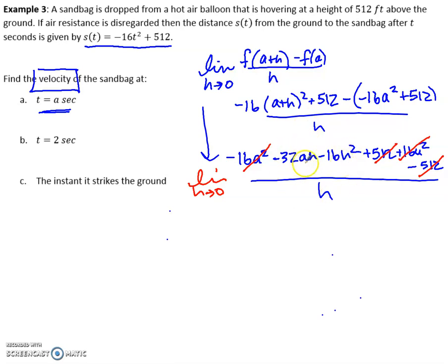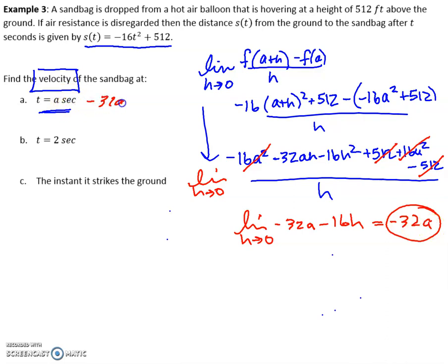But from last unit, you learned I can factor an h out of the top and then cancel it with the bottom. So I really just get negative 32a minus 16h after I cancel that h. Then if I plug in a 0 for h, I get negative 32a. So what does that mean? That means that the slope, or the velocity, will be negative 32 times whatever time you want to plug in. So this answer is negative 32a.